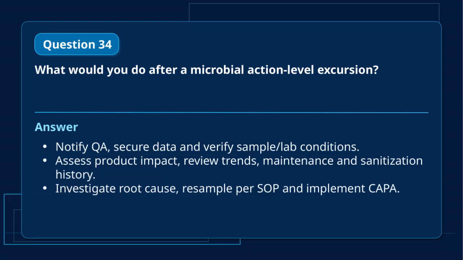If there's a microbial action level excursion, the first step is to notify quality assurance immediately. It's important to secure all relevant data and verify the conditions of both the sample and the lab to ensure accuracy. Next, assess a potential impact on the product by reviewing recent trends and looking at maintenance and sanitization records. Then, conduct a thorough investigation to identify the root cause of the excursion. After that, resample according to the standard operating procedures. Finally, implement corrective and preventive actions, or CAPA, to address the issue and prevent it from happening again. This systematic approach helps maintain product safety and quality.